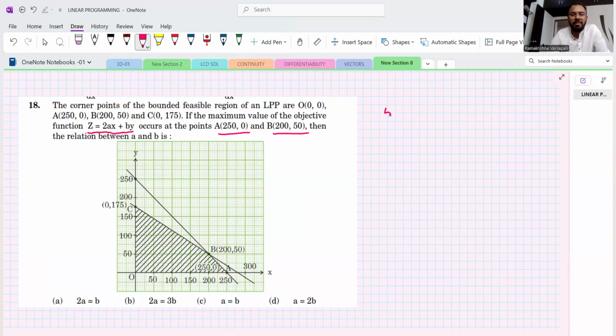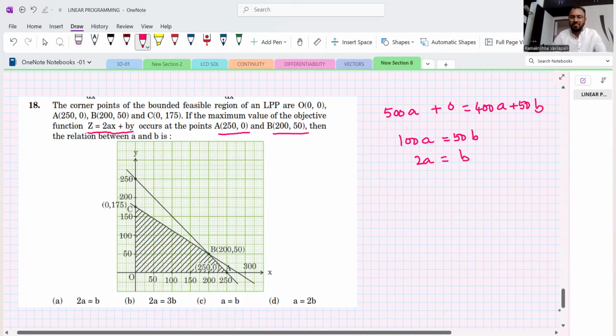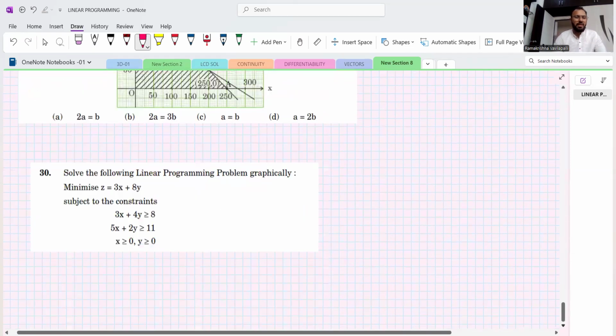So you will get 500A plus 0 at A. At B, you will get 400A plus 50B. This is the only relation. Therefore 100A equals 50B, therefore 2A equals B. This is the relation. Simple.